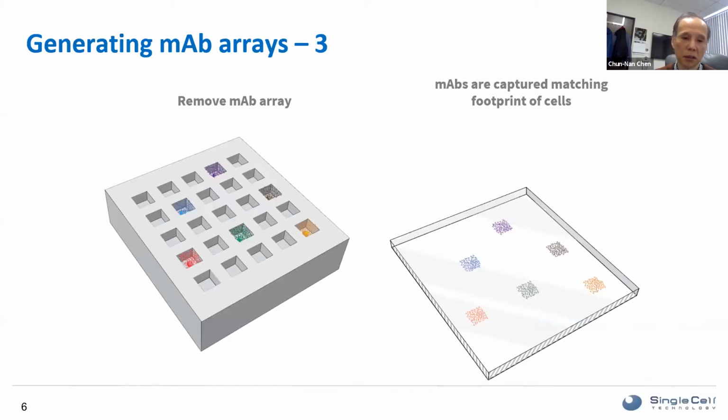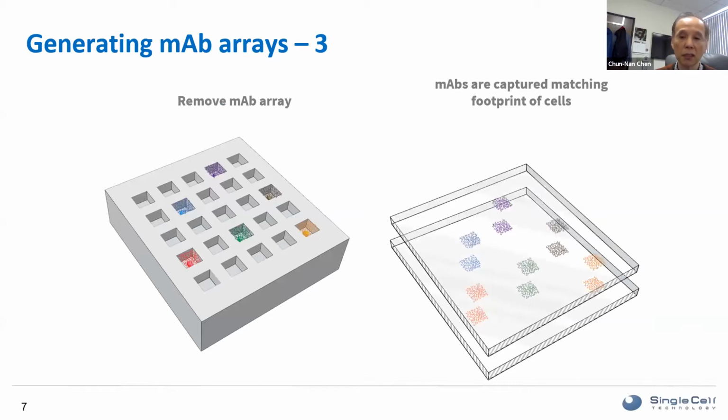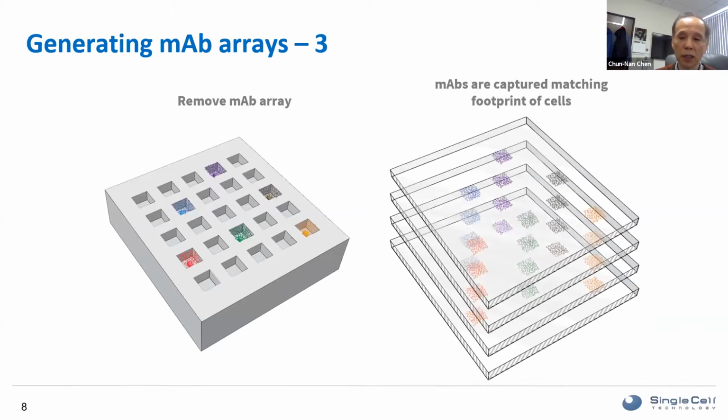And you can see if you look at it from the other side, it's a mirror image of the cells' locations. And what is interesting is these cells are still alive. They still continue to secrete antibodies. So you can actually make another one. And in fact, we have been able to make up to 4 slides. We haven't really pushed the envelope, but we're able to create 4 replica slides of these.